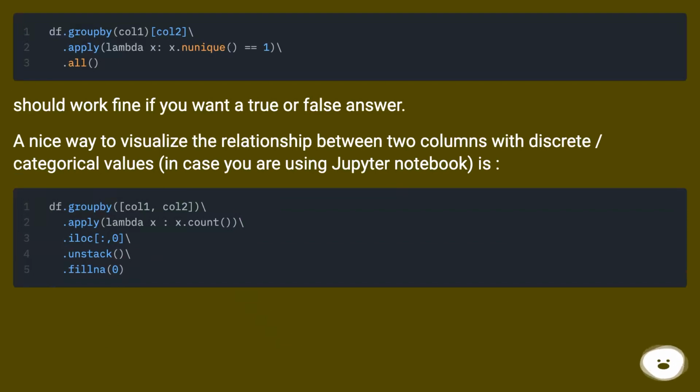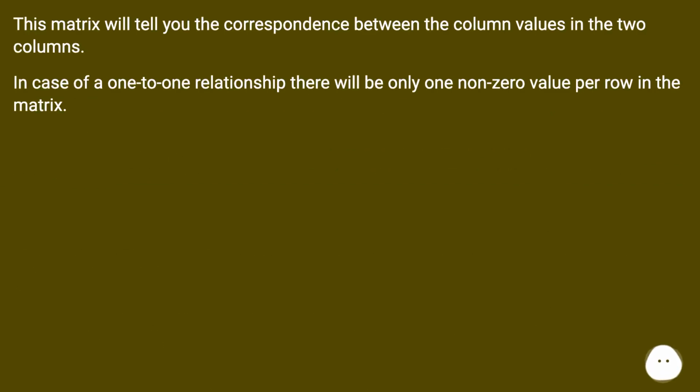A nice way to visualize the relationship between two columns with discrete, categorical values, in case you are using Jupyter Notebook, is this. This matrix will tell you the correspondence between the column values in the two columns. In case of a one-to-one relationship, there will be only one non-zero value per row in the matrix.